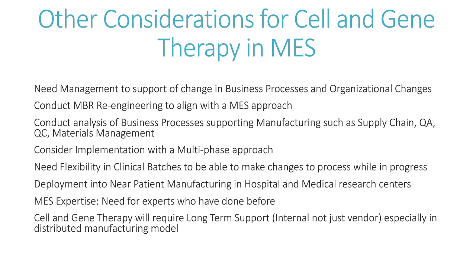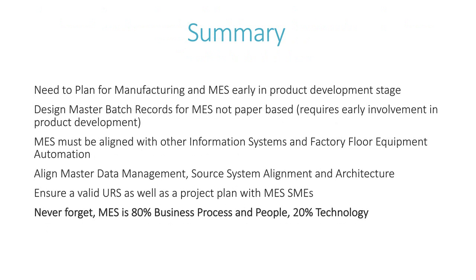So in summary, you need to plan for manufacturing and MES early in the product development stages for cell and gene therapy. We think that's an important thing to do. Design master batch records for MES, not paper-based. This requires early involvement with the product development folks. You don't want to create a paper batch record and have to convert it later on. It tends to disrupt the operations.